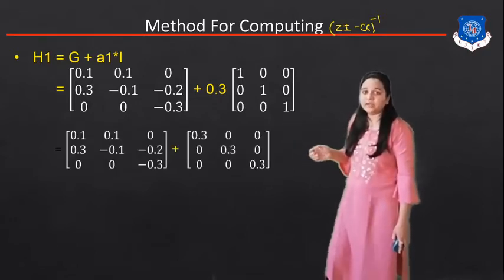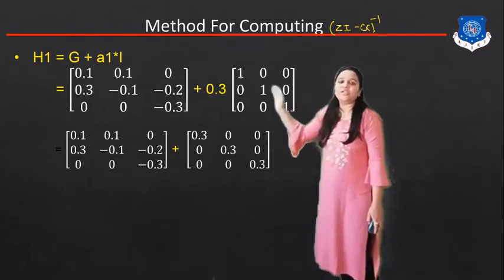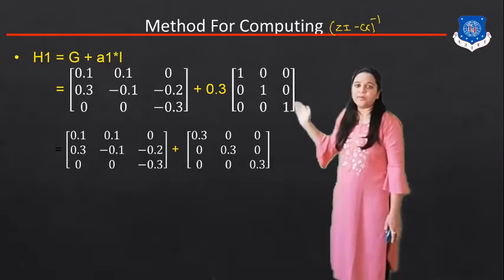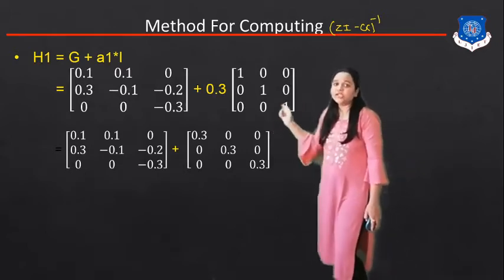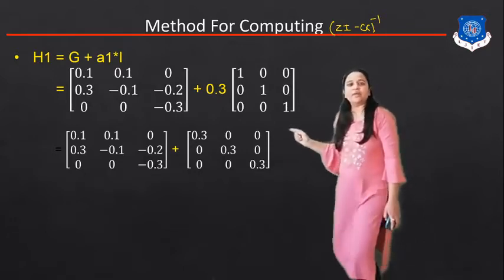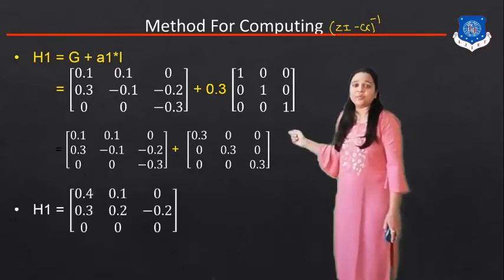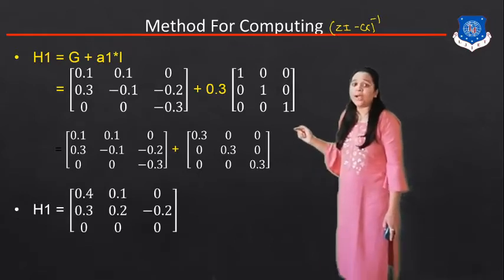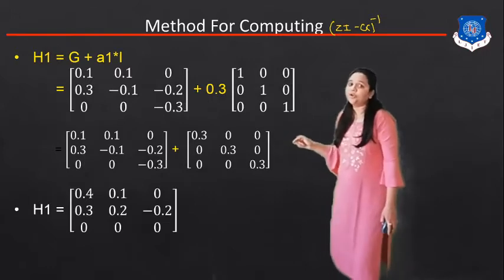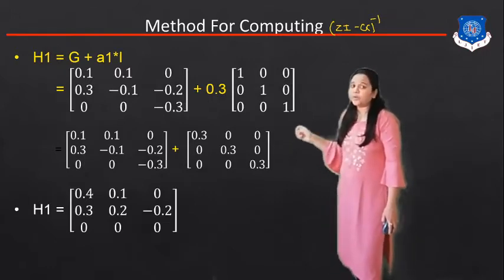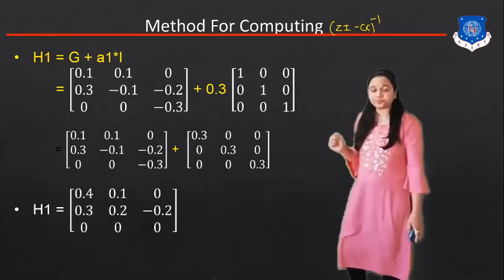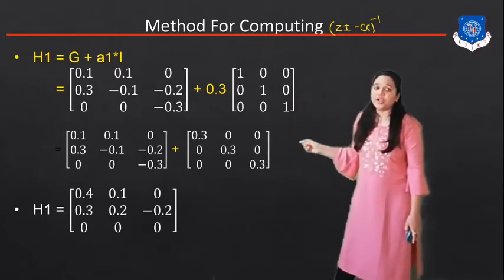So we get 0.1 plus 0.3 becomes 0.4, 0.1 plus 0 is equal to 0.1, 0 plus 0 is equal to 0, 0.3 plus 0 is equal to 0.3, minus 0.1 plus 0.3 is equal to 0.2, minus 0.2 plus 0 is equal to minus 0.2, 0 plus 0 is 0, 0 plus 0 makes 0, and minus 0.3 plus 0.3 makes 0. So this is our H1 matrix.